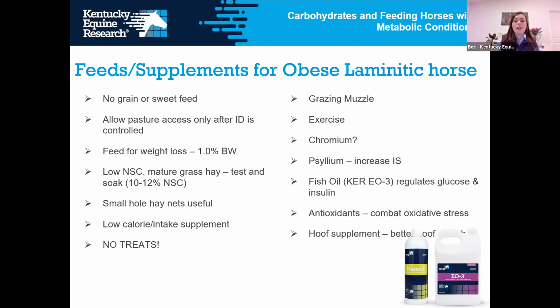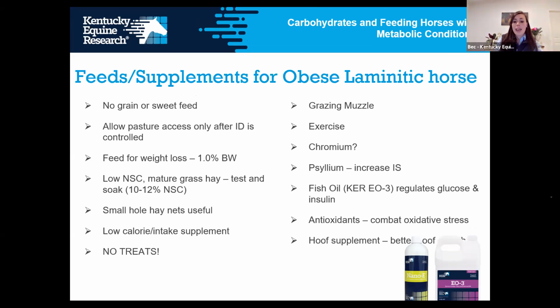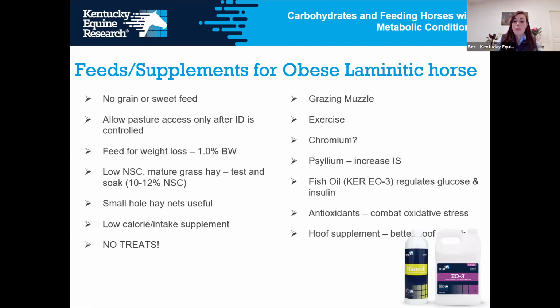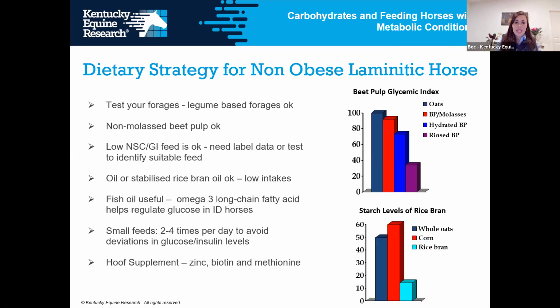There are some supplements such as chromium and psyllium, which may be useful. Some of the first research that was done on chromium was actually done at Kentucky Equine Research. It wasn't done on obese horses, it was done on mature non-obese horses that were being exercised, but it did show an improved glucose and insulin dynamics following a meal and in conjunction with exercise. So it is something definitely to consider. Fish oil, as we looked at before, antioxidants, and potentially hoof supplements. I mean, this is, if you want to throw everything at it.